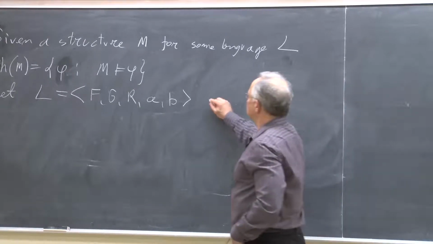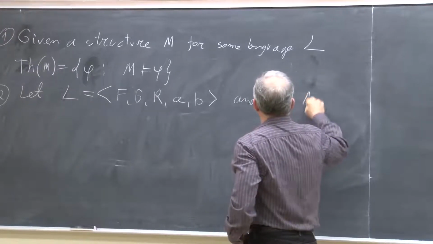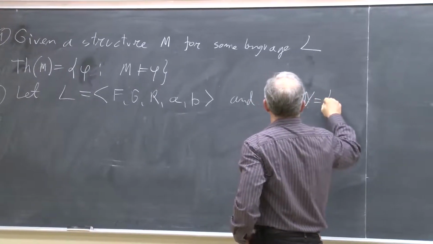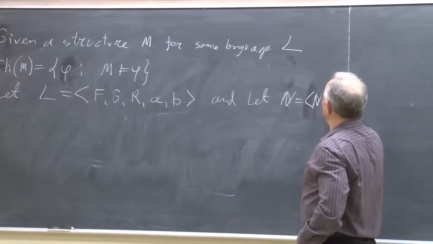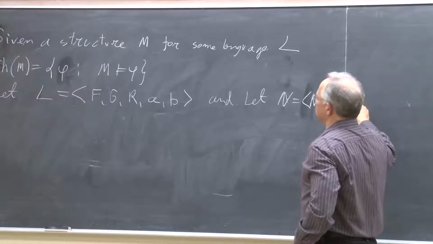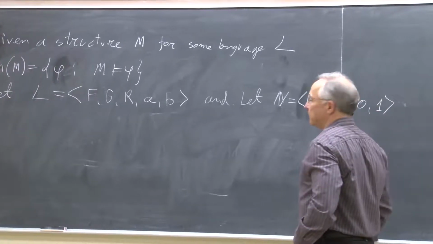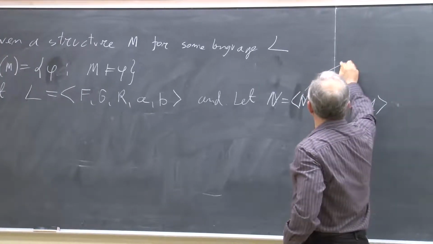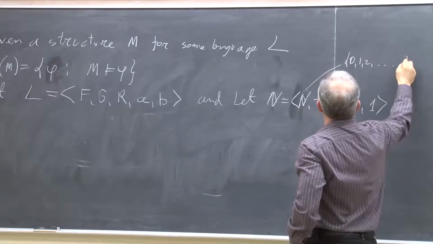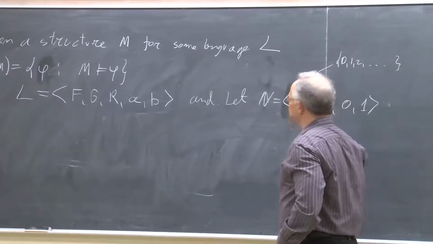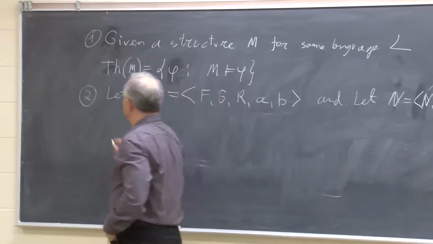And let N be the standard model of arithmetic, which is we have the natural numbers, and F is interpreted as plus, and G as times, as A is 0, and B is 1. So this is the numbers 0, 1, 2, and so on. This is my universe.